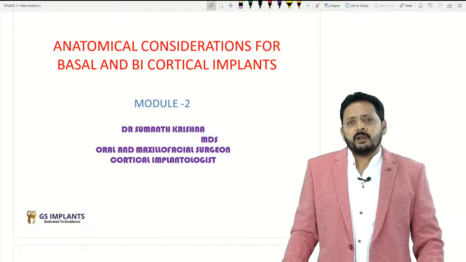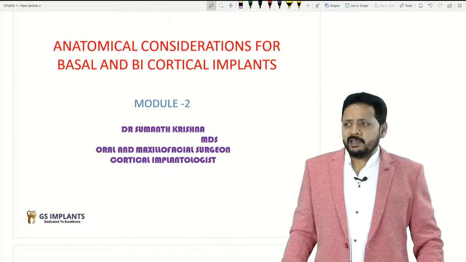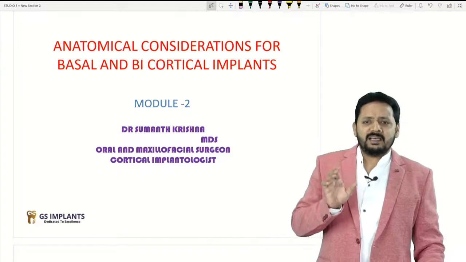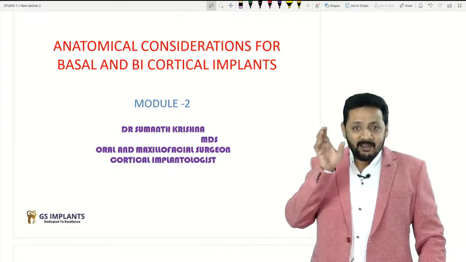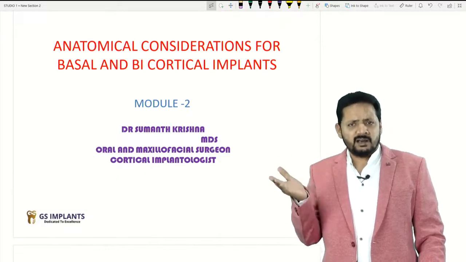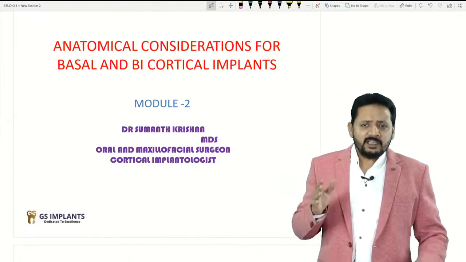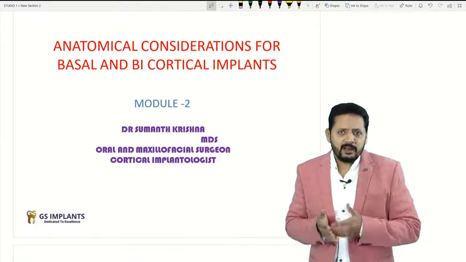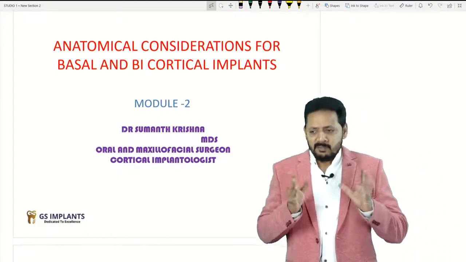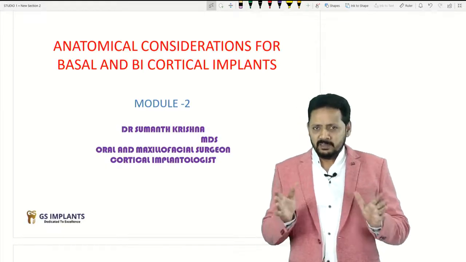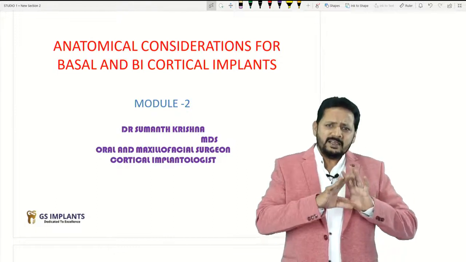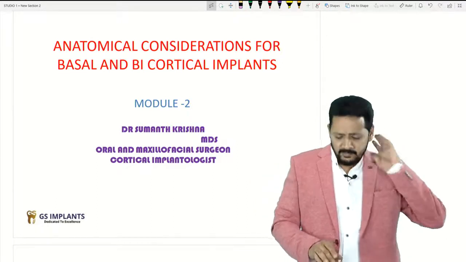So today, I'm not going to take an anatomy class here. I will deal with the anatomy of both the maxilla and the mandible which is actually relevant for you to place basal or bicortical implants, or in general any kind of implant. I'm not going to bore you with a lot of anatomy classes and theory. My general way of presentation is very simple. You'll have a lot of self-explanatory diagrams, and I'll tell you in detail about all of them.